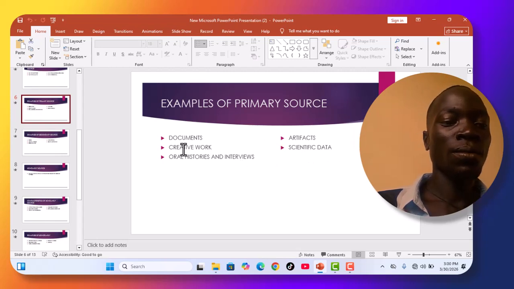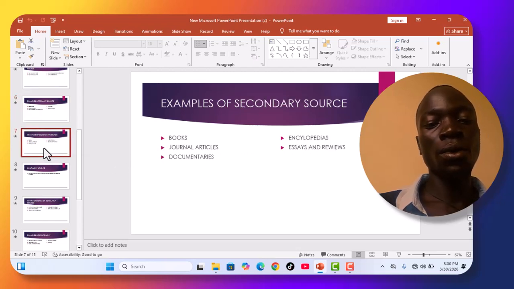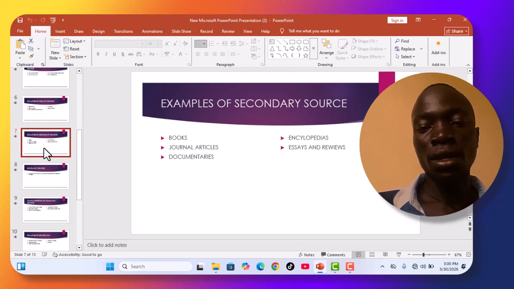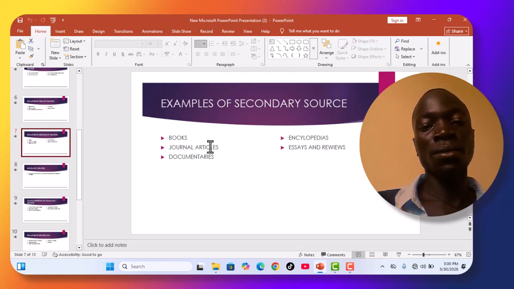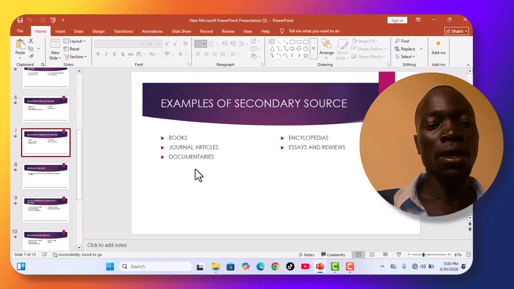So I can also give you the examples of secondary sources. We have the books, the journal articles, documentaries, encyclopedias, essays, and reviews. These have been collected from the primary source, then they have been written. For example, the books. You collect information from various places, then you come out with a book. The journal articles, the same thing.